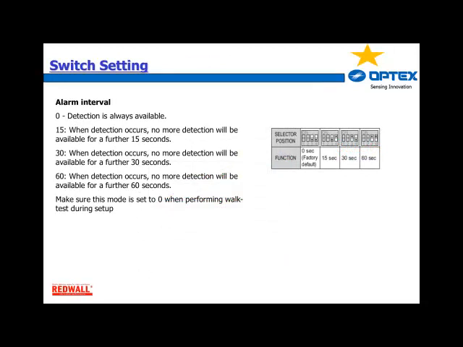The alarm interval. 0 is the default, and what this means basically is, for instance, 15: when an event occurs, no other event can be taken in for another 15 seconds. Same as 30 and 60, so it's to stop nuisance alarms. Just be sure that when you're doing the walk test and setup, it's set to 0.